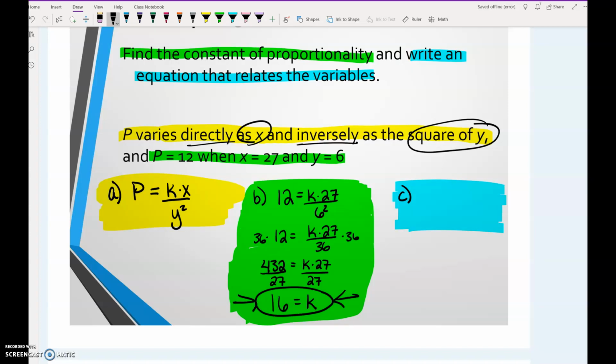And then part C, now that you know that k is 16, rewrite that equation. P equals 16 times x divided by y squared. That's the other answer that they're looking for. So looking for what is k, and then the equation that uses that value of k that you found.